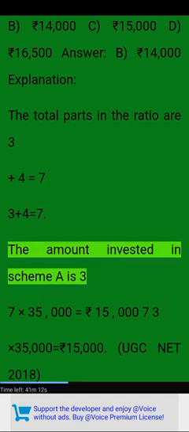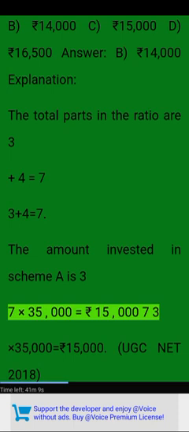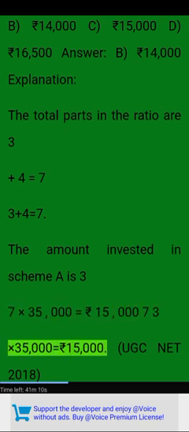The amount invested in scheme A is 3/7 times 35,000 equals 15,000 rupees.